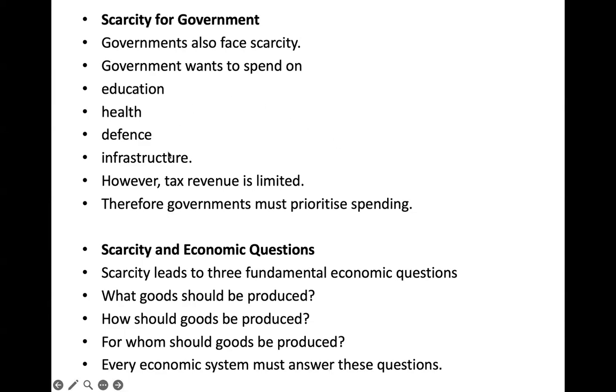So when it comes to scarcity, scarcity leads to three fundamental economic questions: what to produce, how to produce, and for whom. You can say: what goods should be produced, how should goods be produced, and for whom should goods be produced. So every economic system must answer these questions. Next week, we'll talk about economic systems.